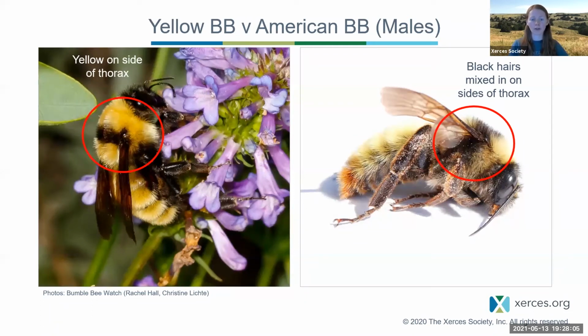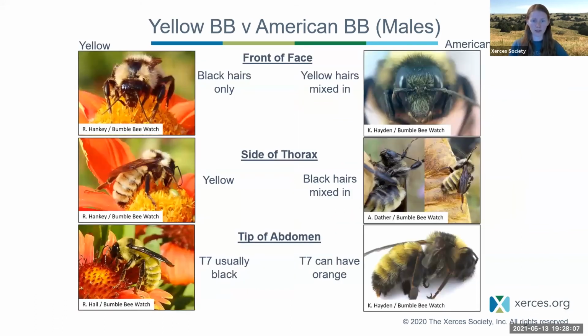There are a couple more things that we can use to differentiate them. The hairs on the front of the face. The American bumblebee, at least for the males, will have yellow hairs mixed in, and the yellow bumblebee will only have black hairs. The side of the thorax I just covered.